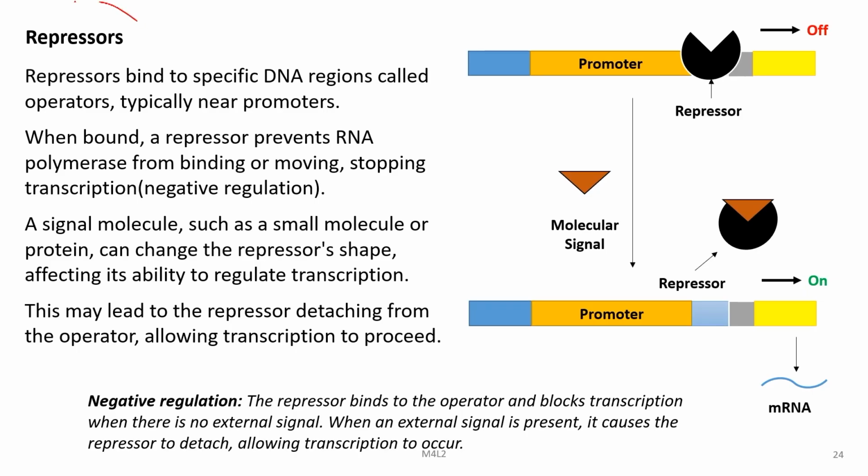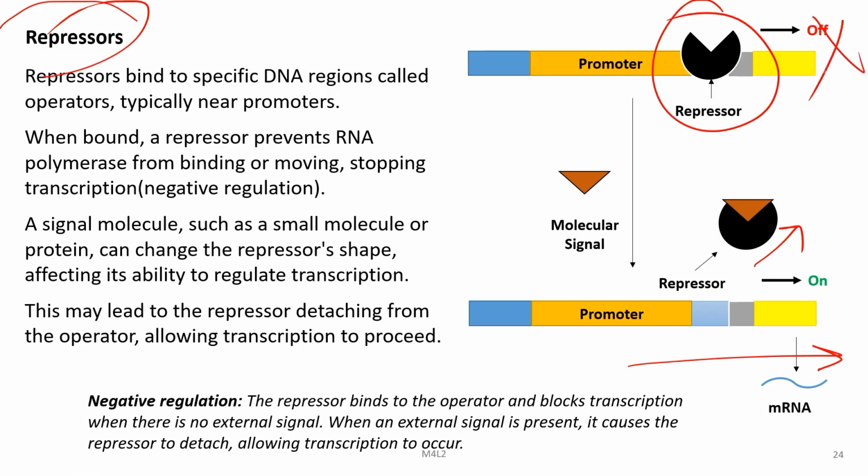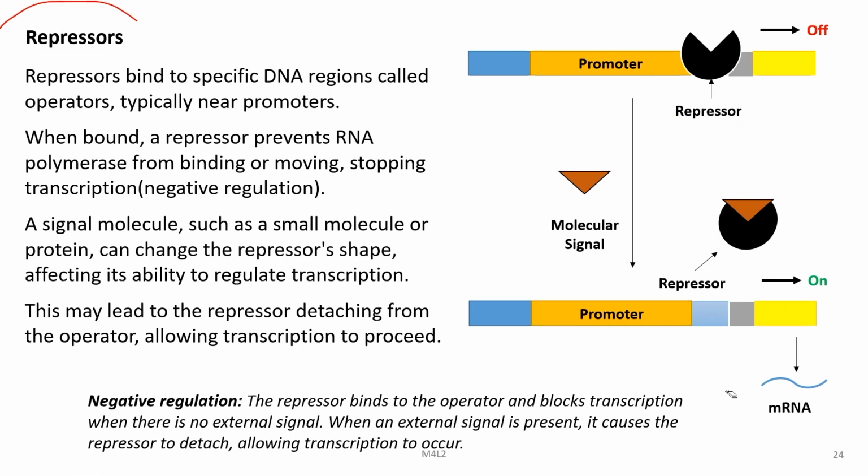Now, let us look into repressors. Here is a promoter, and you can see a repressor getting bound over here, and a molecular signal comes and binds to the repressor, and this repressor gets detached from the promoter, and in this case the gene will be switched on, and as long as the repressor binds to the promoter, the gene will be switched off.